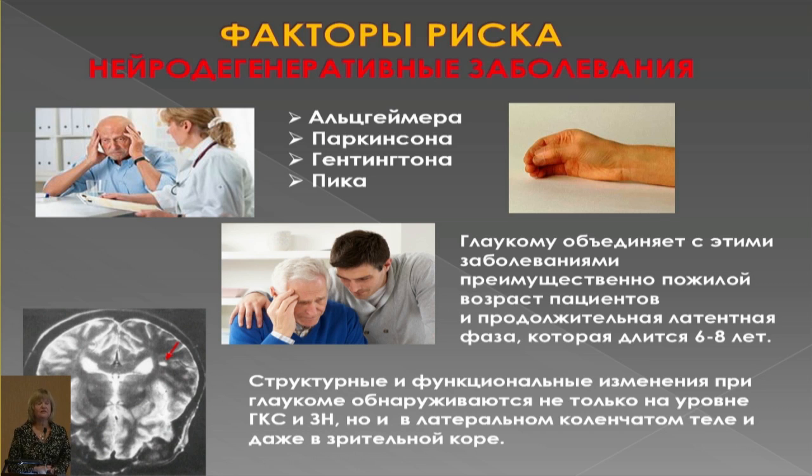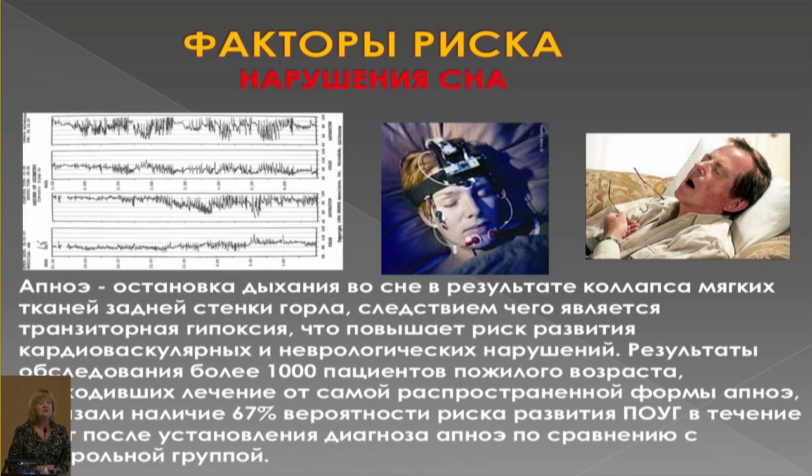So what combines glaucoma and neurodegenerative diseases like Alzheimer, Parkinson, Huntington, Pick? First of all, elderly age, and a long-standing latent phase, which is about 6 to 8 years. Some structural and functional changes in glaucoma could be seen not only at the level of ganglia of the optic nerve, but also in the visual cortex as well. So if it is proved that glaucoma belongs to neurodegenerative diseases, it will allow us to treat glaucoma by similar rules as this group of diseases, neurodegenerative diseases.